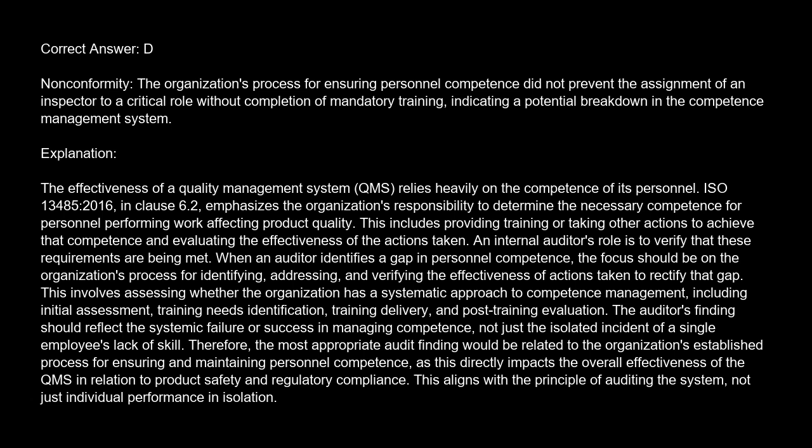Therefore, the most appropriate audit finding would be related to the organization's established process for ensuring and maintaining personnel competence, as this directly impacts the overall effectiveness of the QMS in relation to product safety and regulatory compliance. This aligns with the principle of auditing the system, not just individual performance in isolation.